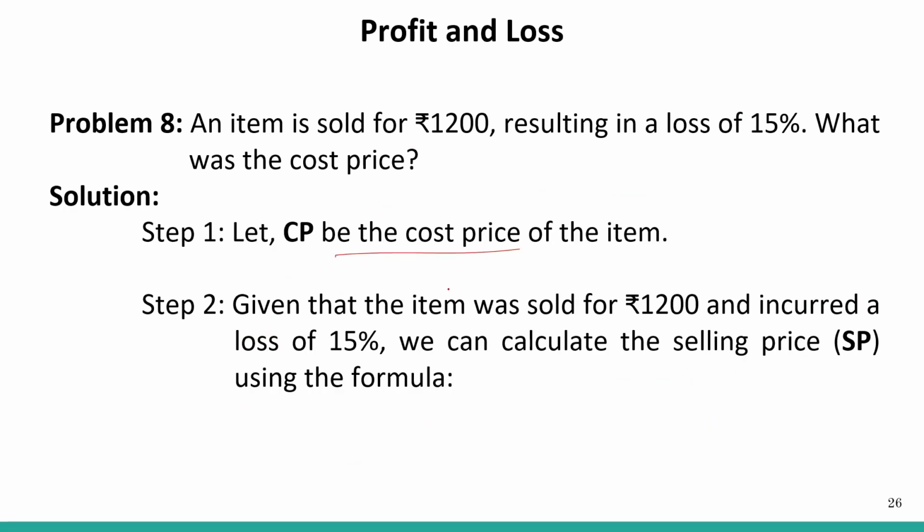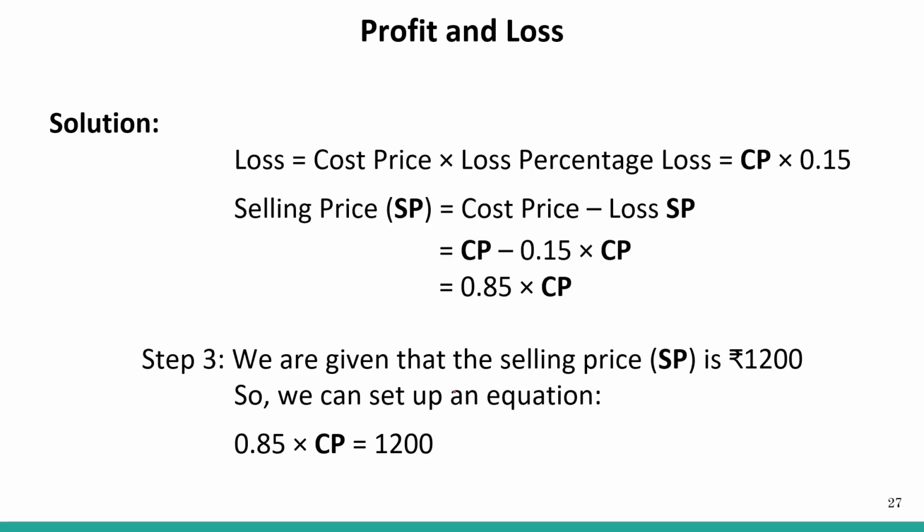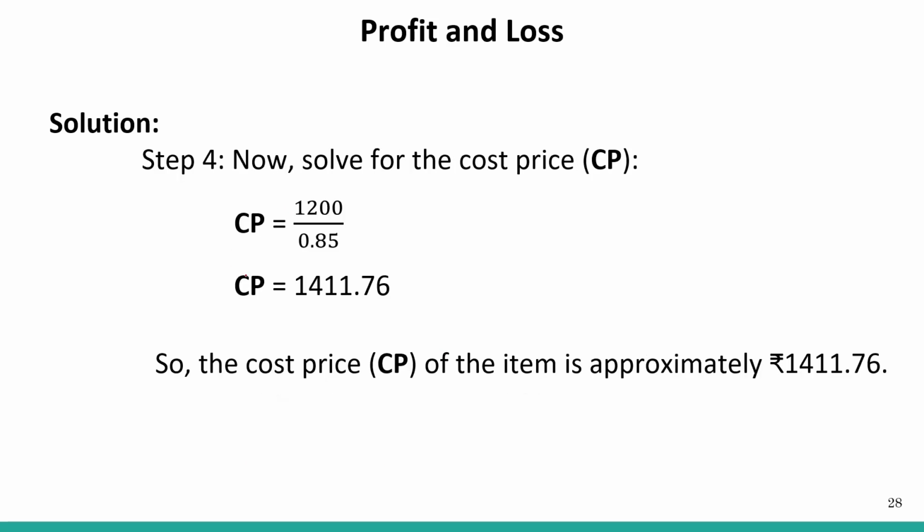So let the CP be the cost price of the item. So given that it was sold at this much, so this is the selling price at a loss of 15%. We can calculate the selling price using the formula for cost price into loss percentage, that is CP into 0.15. So selling price will be what? CP minus 0.15 CP. So 0.85 CP. Okay, so since 0.85 CP is equal to 1200, so what we are left with is 1200 by 0.85. So this is nothing but 1411.76. So this is the correct and final answer. Okay, so the cost price of the item is approximately 1411.76.